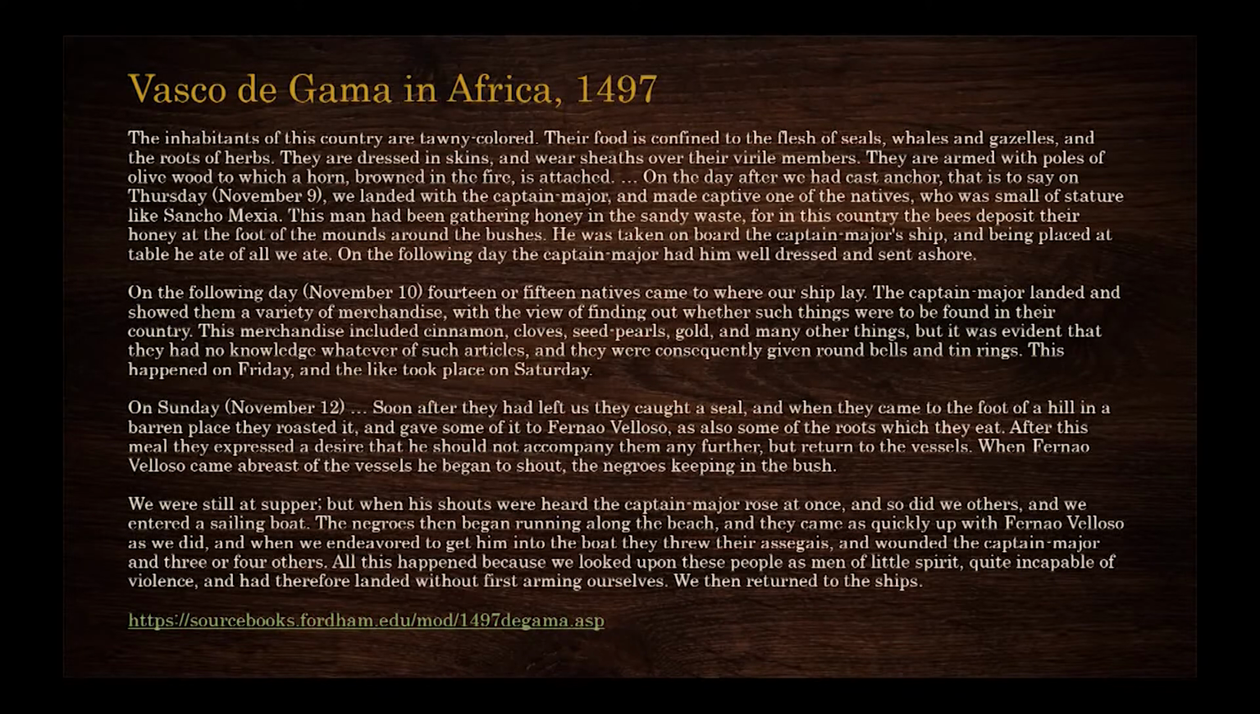Okay, so this is a bit of a different encounter with some natives. And why is it that these natives kind of become hostile? Do we even know? Well, Da Gama does a different thing than what Columbus says. He says in that last one, all this happens because we looked upon these people as men of little spirit, quite incapable of violence. So they kind of underestimated the natives and were like, we'll just go in and do the same thing Columbus did and everything will be okay. No, it's not the same place. You can't treat all people the same.